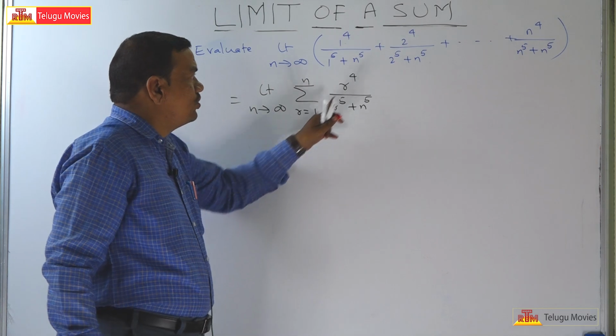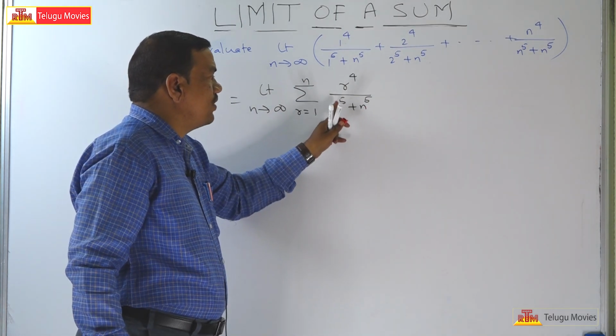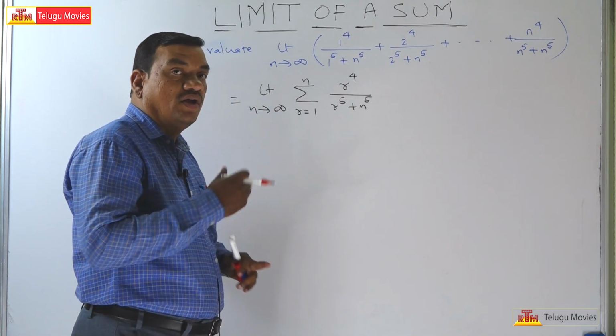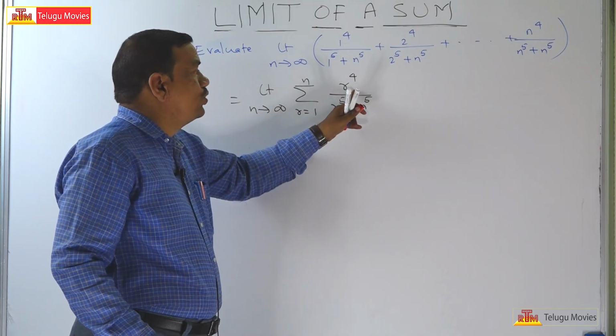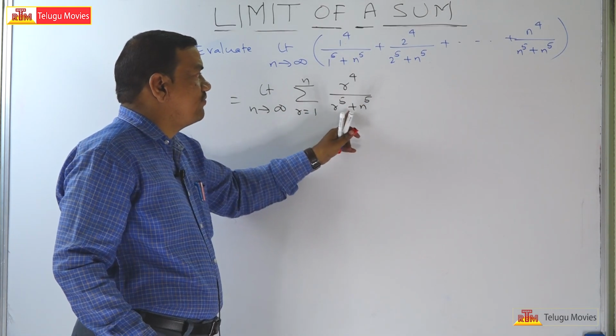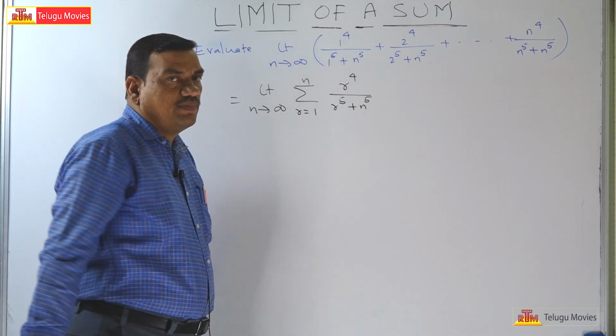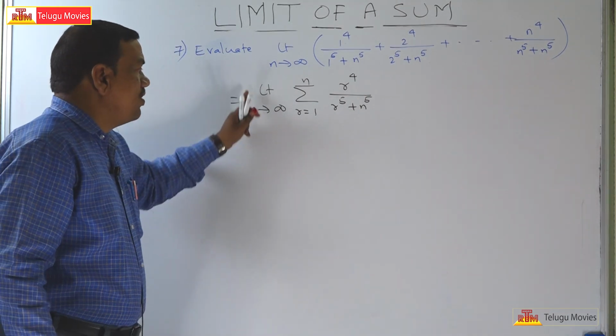If you put r equal to 1, 1 to the power of 4 by 1 to the power of 5 plus n to the power of 5. If you put r equal to 2, 2 to the power of 4 by 2 to the power of 5 plus n to the power of 5. Of course, sigma means summation. Okay, next. We have limit n tends to infinity.